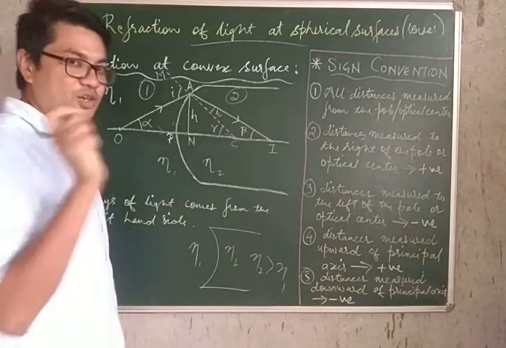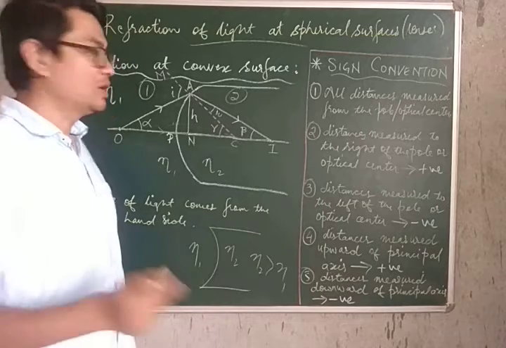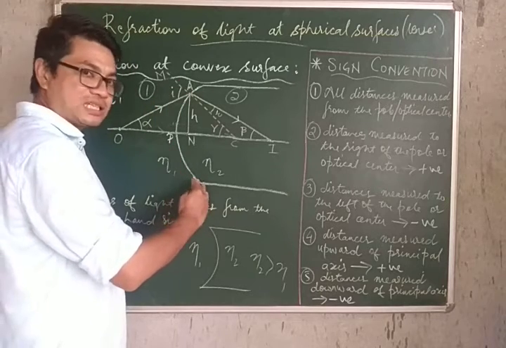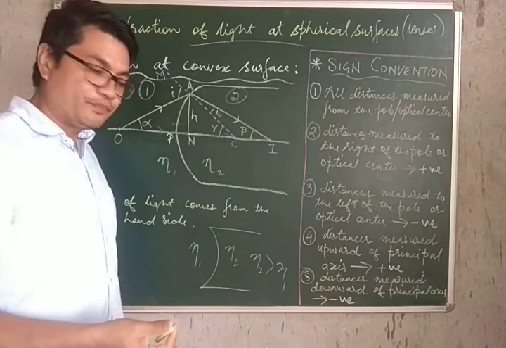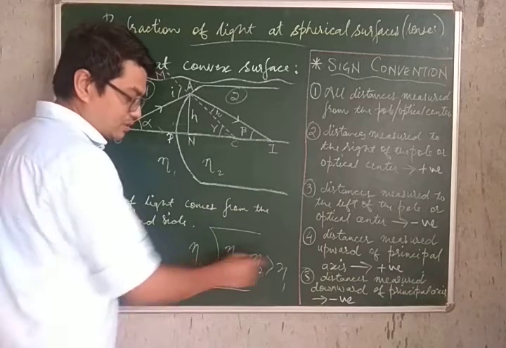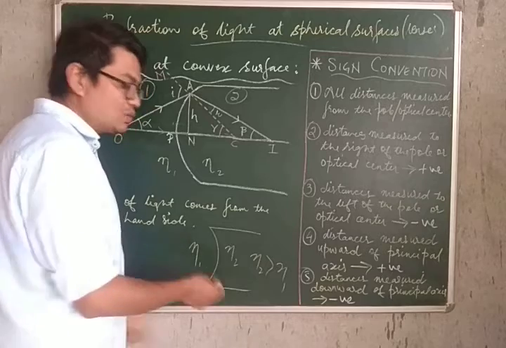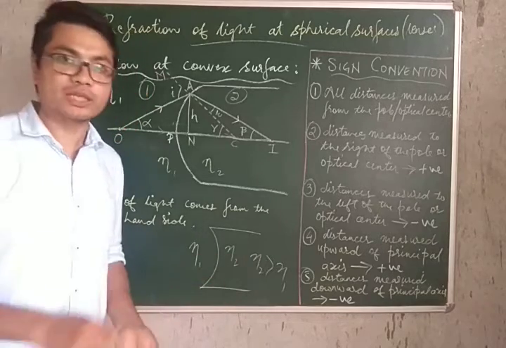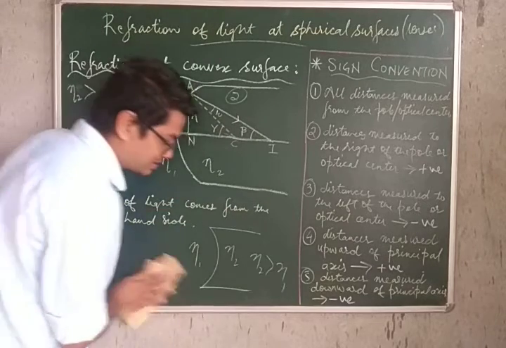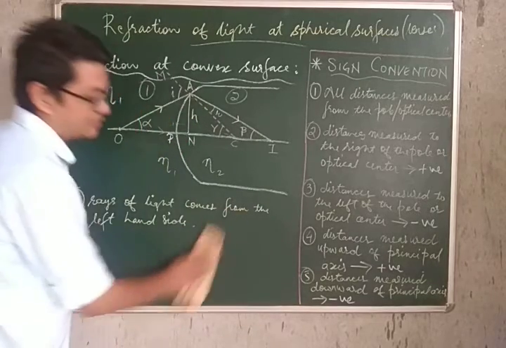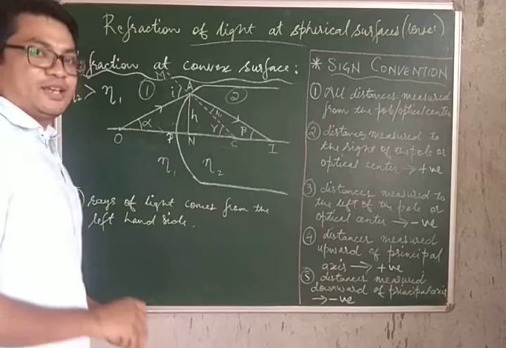Now I is a real image, mind you. So a convex spherical surface forms a real image, and if we were to discuss a concave spherical surface, you would get a virtual image. But since we are not to discuss this, I'm simply erasing it.